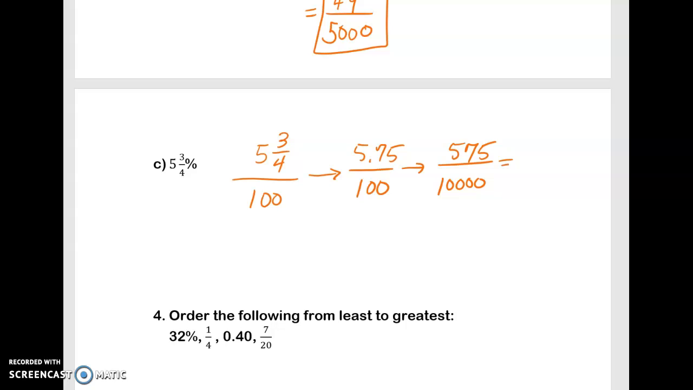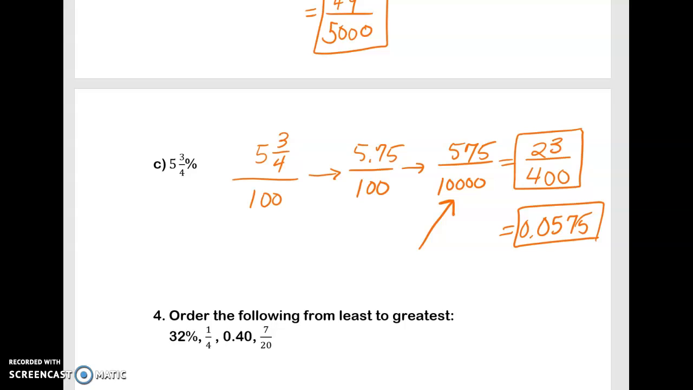Well, that can be reduced. I'm going to divide both the numerator and denominator by 25, and that is 23 over 400. That's my fraction. In order to get the decimal, you could do 23 divided by 400 in your calculator, and that would give you 0.0575. You could also notice in this step right here that we already have our decimal answer, 575 10,000ths. So we need that last 5 to be in the 10,000ths place.